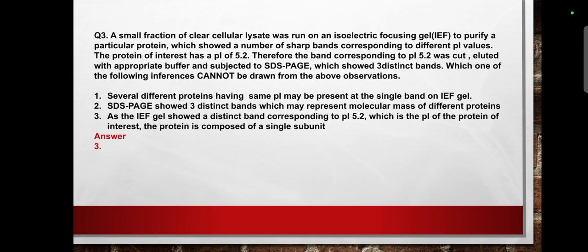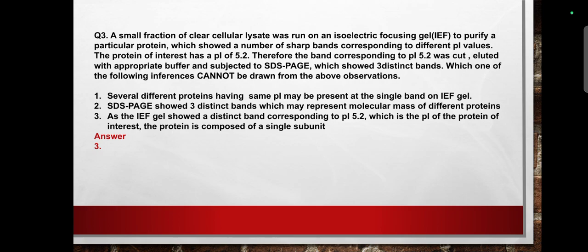This is true. I have already explained that different proteins may have the same isoelectric point, and after the run is complete, when we run it on SDS-PAGE, we will get 2 bands according to their molecular weight. So this is true: maybe different proteins are there but they have the same isoelectric point, so they got immobilized at 5.2 pH, but when we ran SDS-PAGE, we got 3 bands because these proteins have different molecular weights, so we got 3 bands.